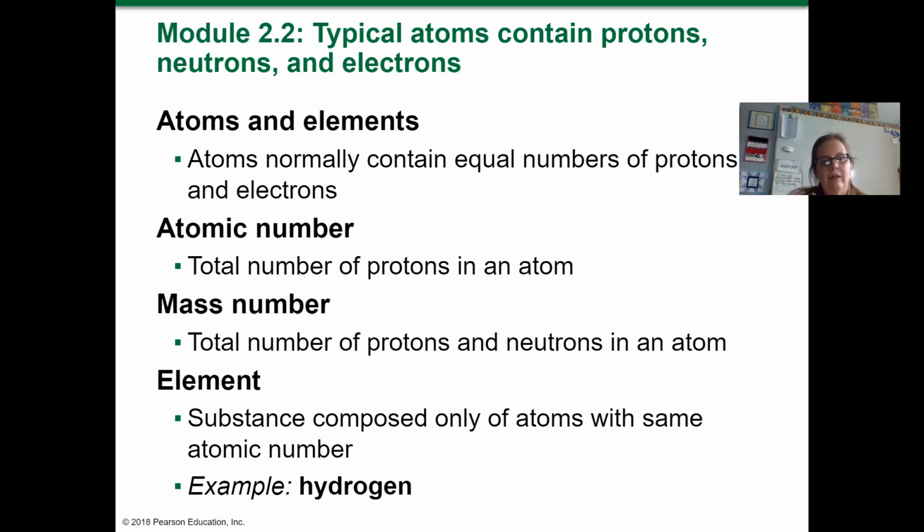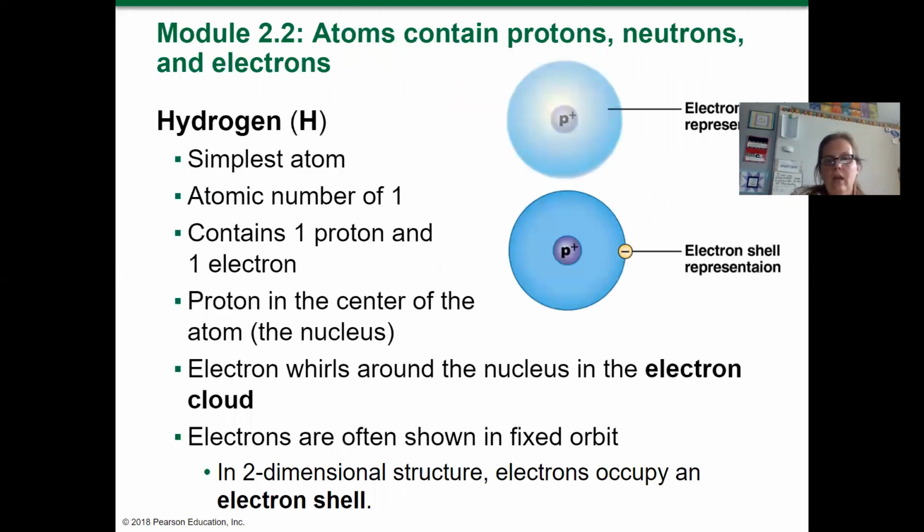Okay, atomic number, total protons, mass number, total number of protons and neutrons, an element, only one kind of atom. Hydrogen is going to be very important. You probably talked about hydrogen in your biology class, but hydrogen is the simplest. It's a part of organic compounds, but it also forms water, and there's a big section in chapter 2 about water and how it's important to living things.